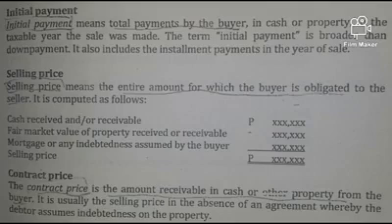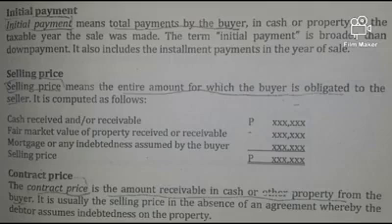Before going on further, let us first unlock these following terms: the initial payment, selling price, and the contract price. The initial payment is defined as the total payments by the buyer in cash or property in the taxable year the sale was made. The term initial payment is broader than down payment. It also includes the installment payments in the year of sale.